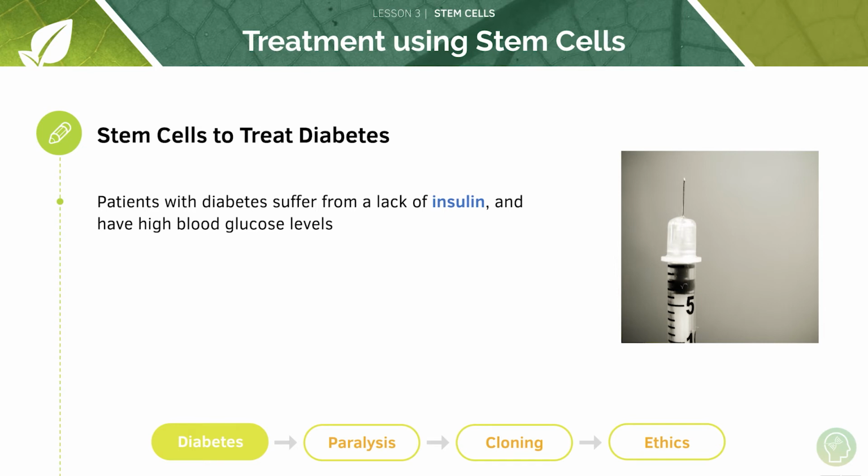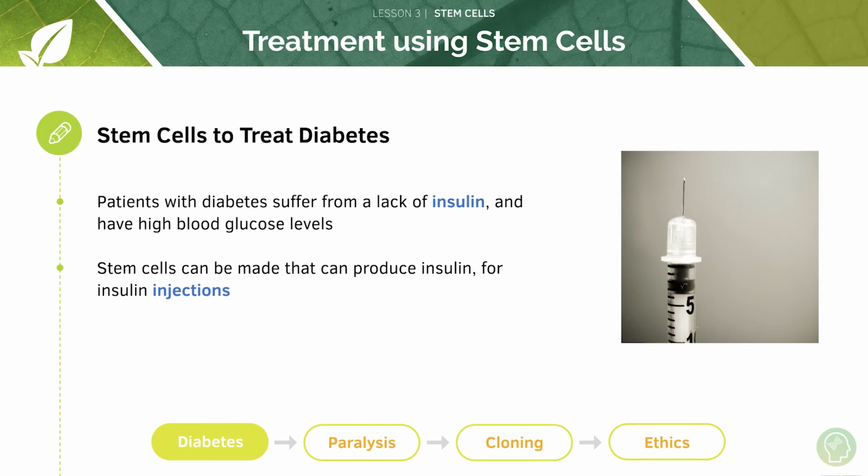Type 2 is slightly different, but don't worry too much about that here. So this insulin that we are making from stem cells can be used in insulin injections. And if we inject this insulin into patients who suffer from type 1 diabetes, this means that they're able to now transport glucose from their blood into their cells, and glucose can now be used efficiently for cellular respiration. Whereas prior to this, without insulin, their cells were unable to uptake glucose.